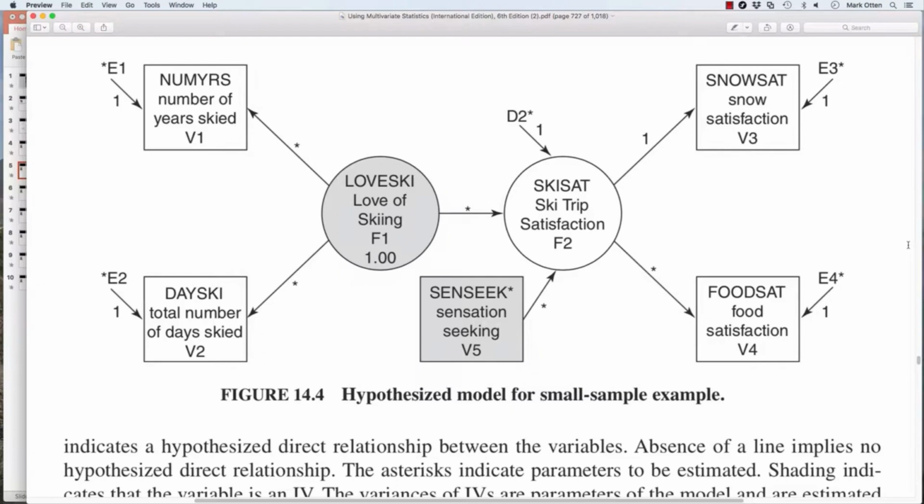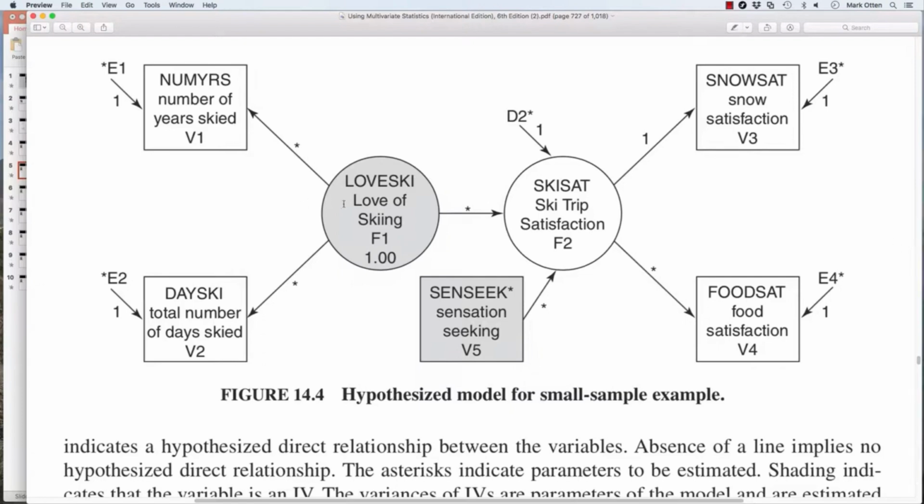You can either set one of the loadings to an initial value of 1 and then let the solution iterate that loading so that you get a non-1 value in the end. Or you can set the variance of the factor itself to 1. So we have an example, one of each here.